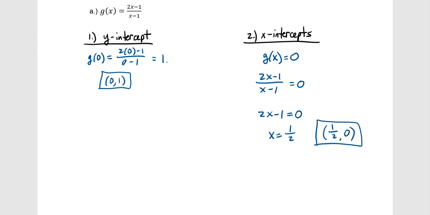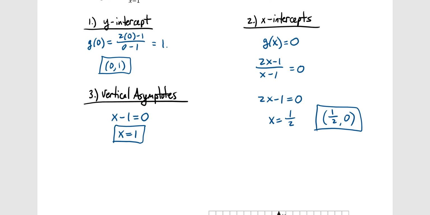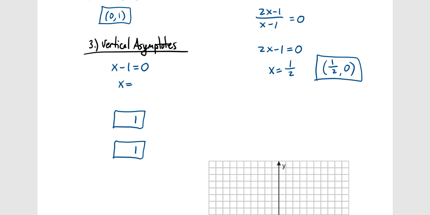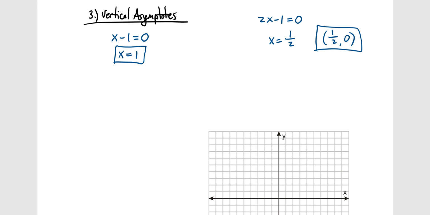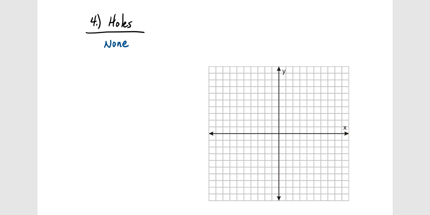For the next step, we have to find any vertical asymptotes. We do this by setting the simplified denominator equal to 0. We solve for x, and we get x equals 1 as our vertical asymptote. So that's the vertical line at x equals 1. For the next step, we're going to find any holes. But we know there are no holes because we weren't able to cancel any common factors. So the next step is horizontal asymptotes.